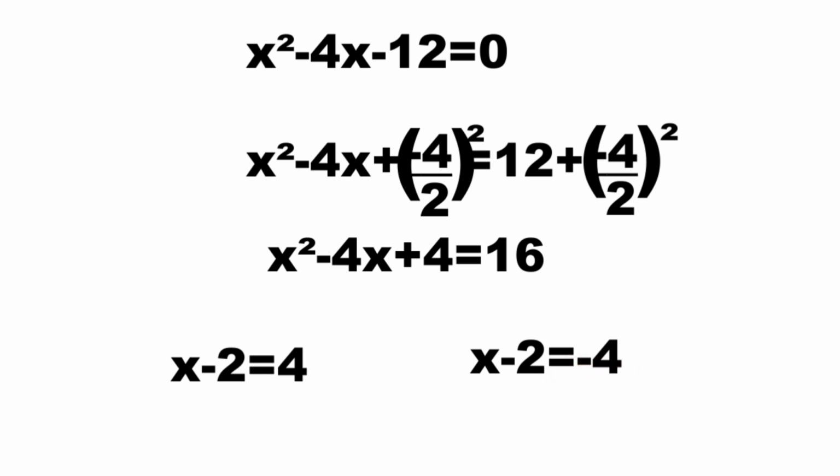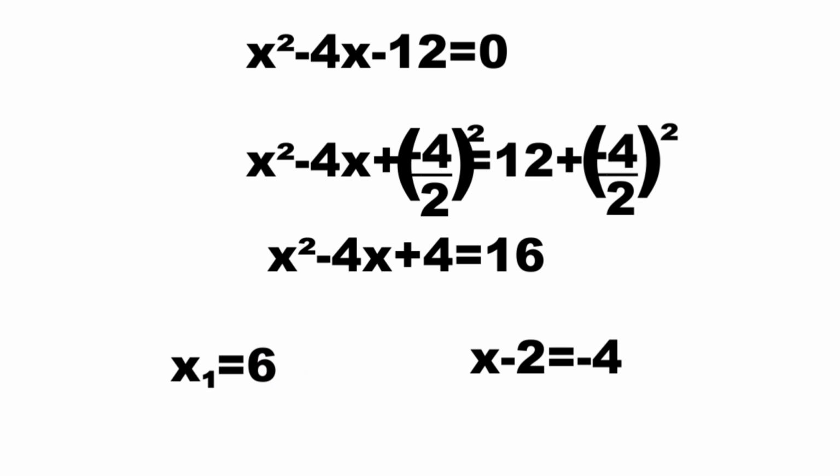So let's first solve this one. Transpose 2 to the right side of the equation. So this becomes a plus. So x equals 4 plus 2, and this is equal to 6. So x sub 1, 1 here is the first value, x sub 1 equals 6.